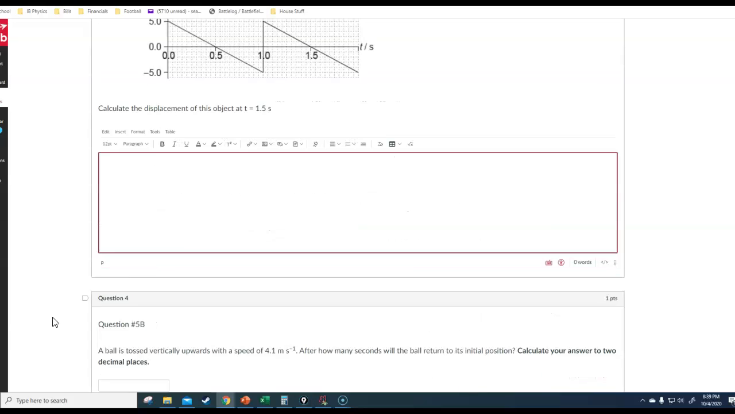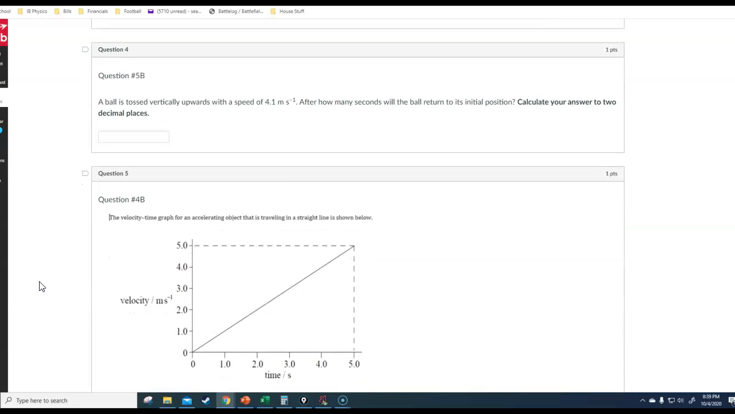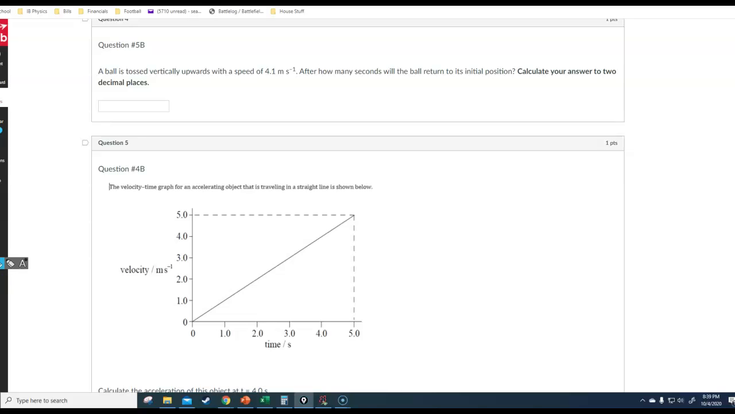Okay, next question. Question 5b. A ball is tossed vertically upwards with a speed of 4.1 meters per second. After how many seconds will the ball return to its initial position? Calculate your answer to 2 decimal places.